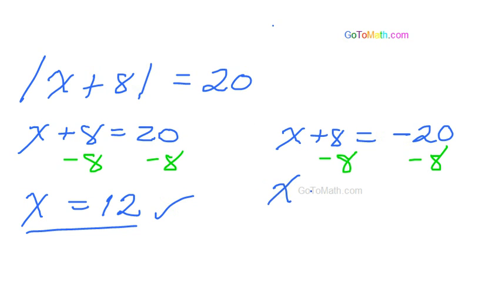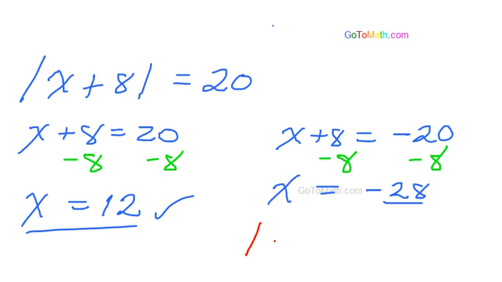Now this one over here, remember we subtract 8 from both sides. And we're left with x is equal to -28. Okay, so we can always check this by taking the -28. Let's just do that right here. And you know what? We're going to use a different color. How's that? We'll use red.